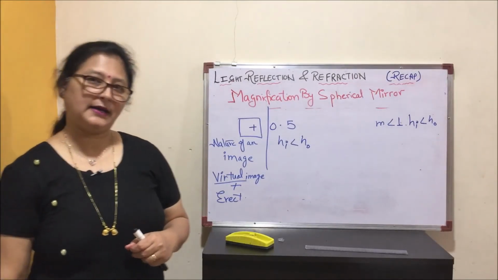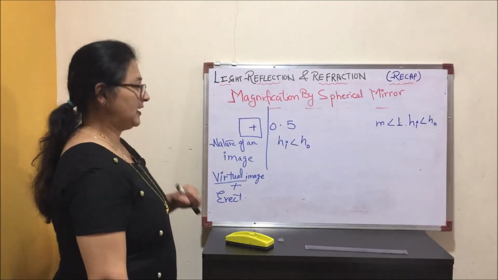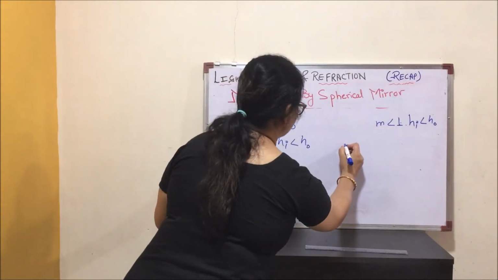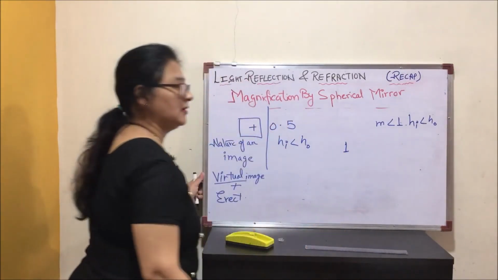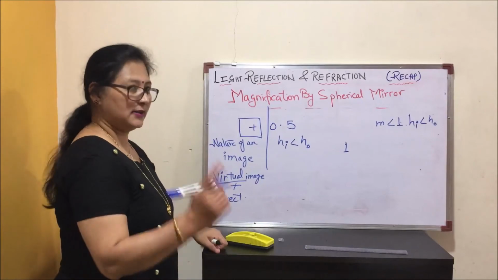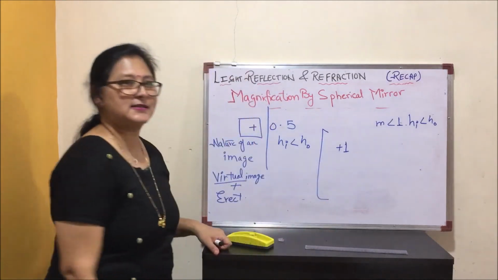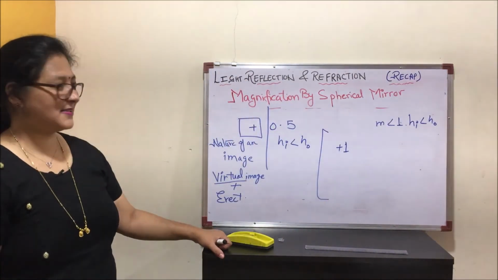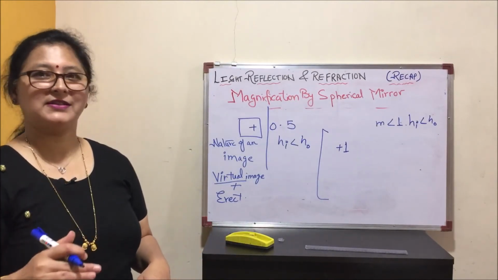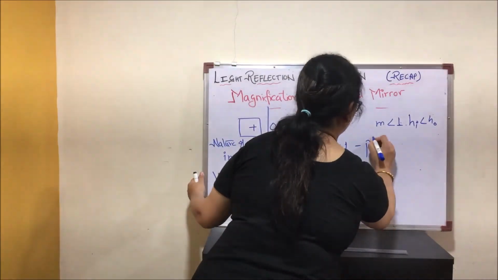Now, can you identify the mirror if I tell you the magnification? Okay, let's do this. If I tell you that the height of an object is the same as the height of an image. That means magnification should be 1, right? And the image is always virtual. Can you identify this mirror? Yes, it is a plane mirror. In the plane mirror, the height of an object and image is always the same, and it is always erect and virtual. So we can say that it is a plane mirror.